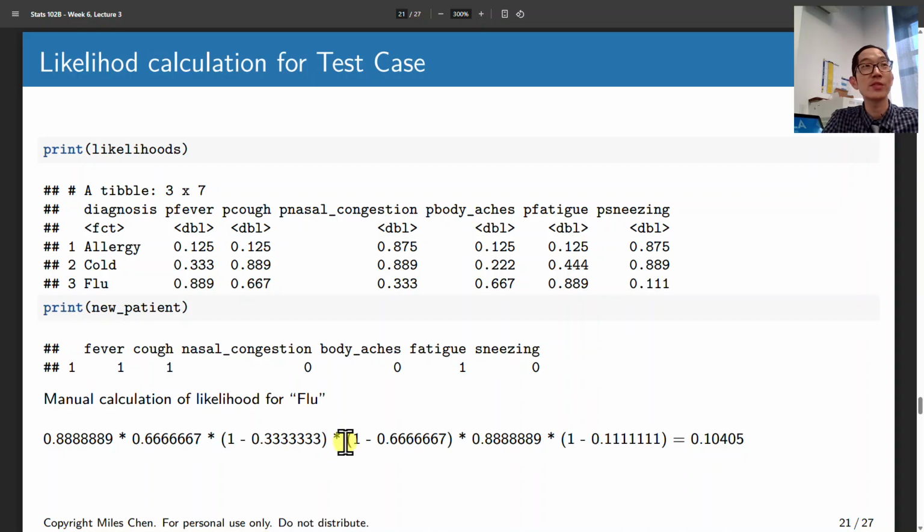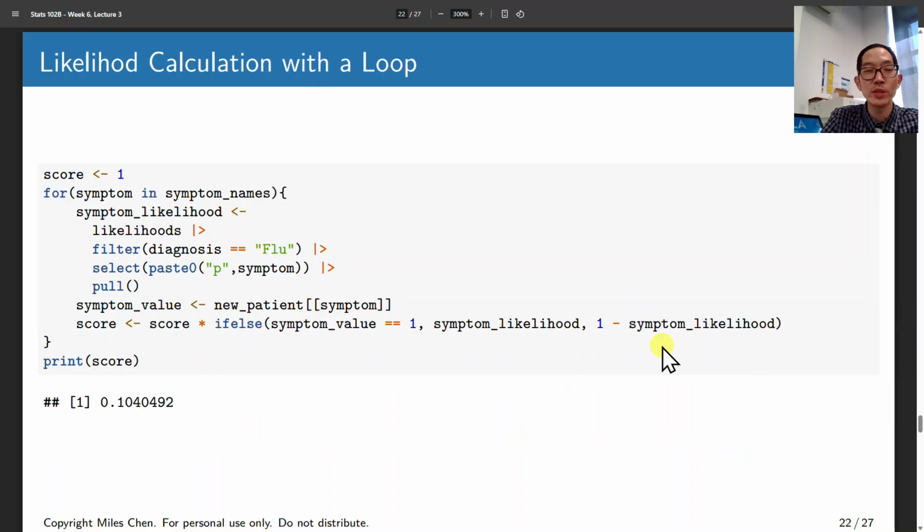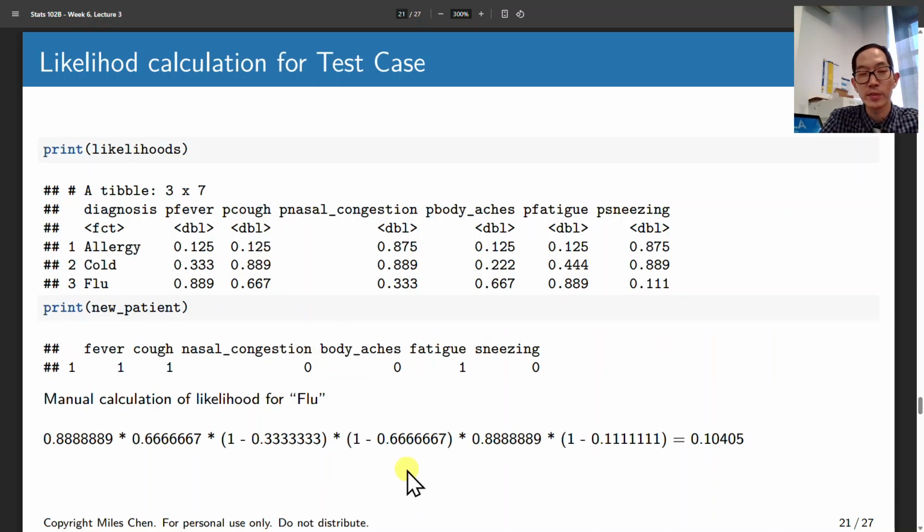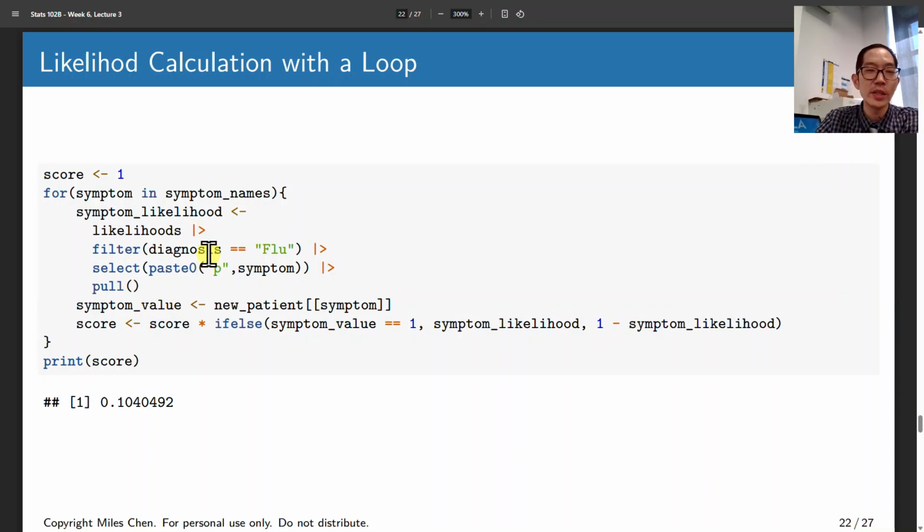Does that make sense as far as getting the likelihood of this sequence of symptoms, if we assumed they had flu? You do that multiplication and you get this number, 0.104. That would be our likelihood of our symptoms given that we assumed they had flu. And we can do that for any of the other diagnoses as well. This is kind of a pain to do manually, so here I wrote just a little loop.